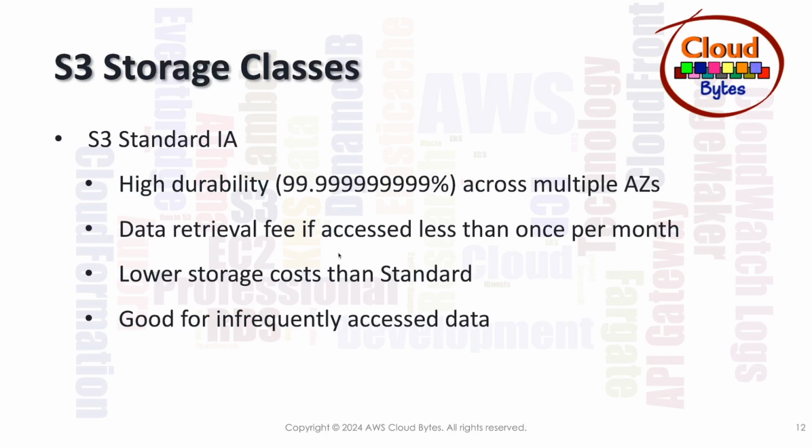Let's move to S3 Standard-IA. IA means infrequent access. It has a similar durability across multi-AZs. It has data retrieval fees because it is an infrequent access class. So anything that you don't want to frequently access, this will save some storage cost if you move the objects that are infrequently accessed. But in case you have to access them, there will be a retrieval fee. Lower storage cost than Standard, good for infrequently accessed data. It is good for backups, DR copies, or older data.